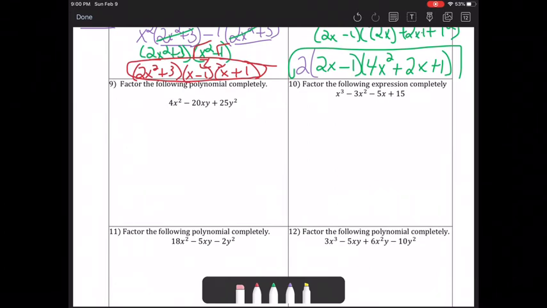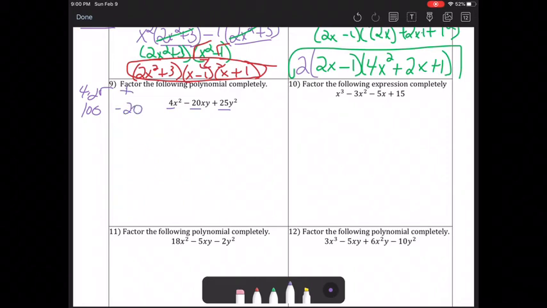Okay. These are actually pretty simple. Actually, number 9 is a little bit different, but 10, 11, and 12 are pretty easy. Not a lot to them. So factor the polynomial completely. So for this one, I have negative 20, I'm still focusing on that, 4 and 25. So I'm looking for two numbers that multiply to be 4 times 25, which is 100, and add to be negative 20.